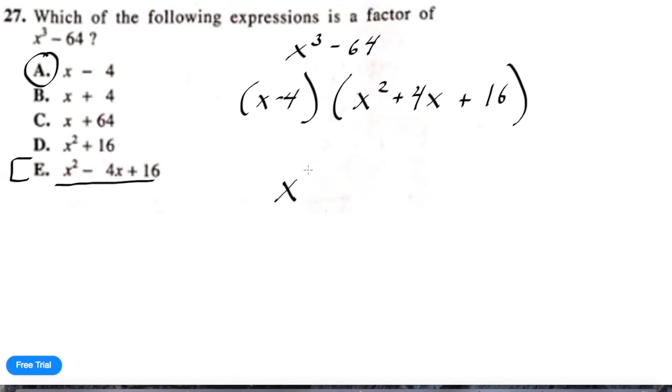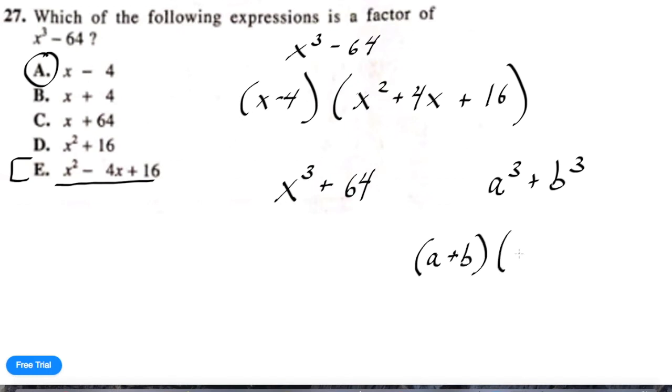Well, that comes from something very similar, which is the sum of cubes. Right? And I'll write out, as we did before, this could be written as a cubed plus b cubed, where a is x and 4 is b, since 4 cubed is 64. This can be written out as a plus b times a squared minus ab, and then plus b squared.